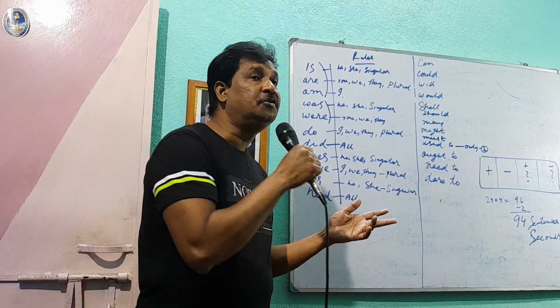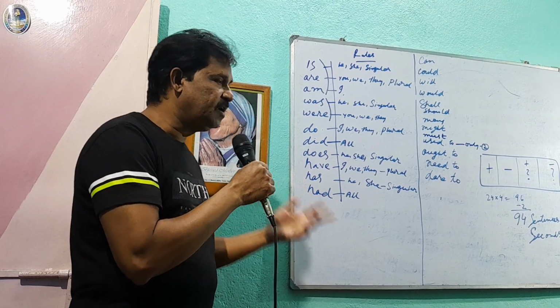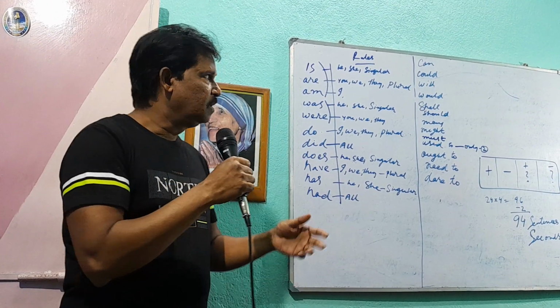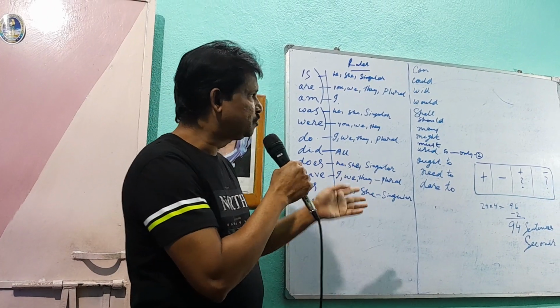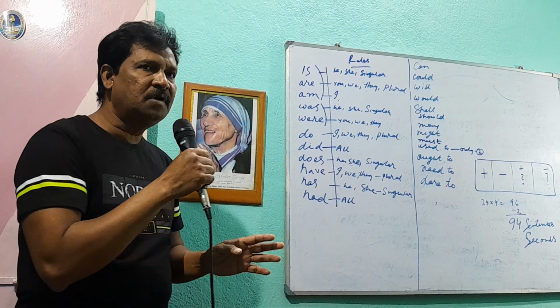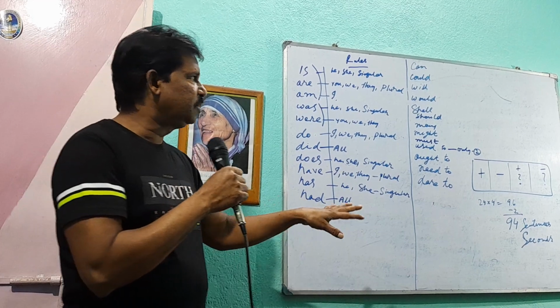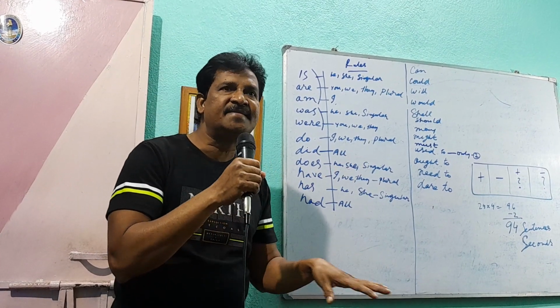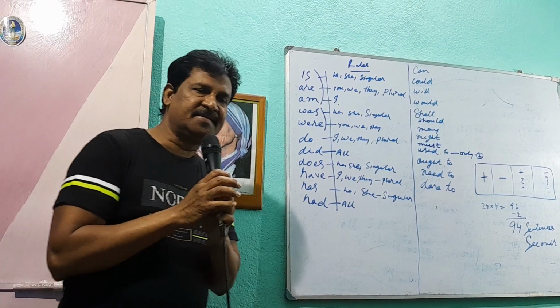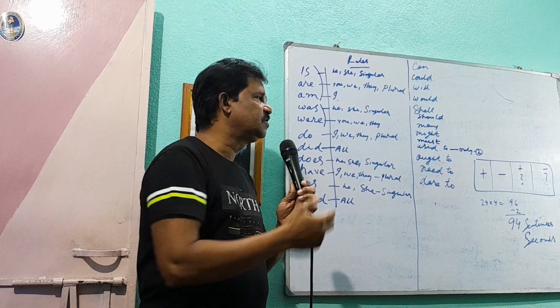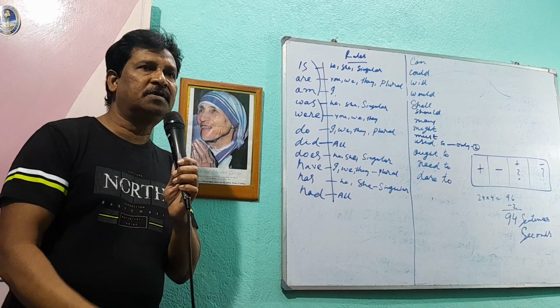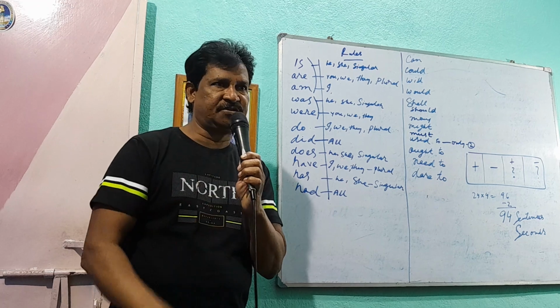Ought to is your duty, and you need to do something. Now, to is used with used to, ought to, need to, and dare to. Now if you calculate 4 into 24, that becomes 96 sentences. Out of 96 sentences, we'll make only 2 sentences with used to. So 96 minus 2 becomes 94 sentences.